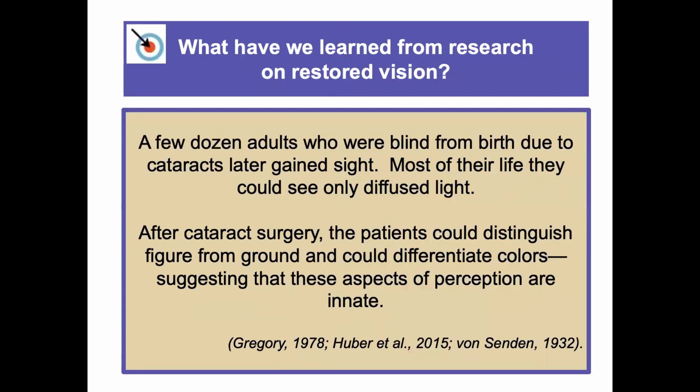So what do we learn from research on restored vision? Fascinating stuff. A few dozen adults who were blind from birth due to cataracts later gained sight. Most of their life, they could only see diffused light. After cataract surgery, the patients could distinguish figure from ground, and they could differentiate colors, suggesting that perhaps these aspects of perception are innate, due more to their nature rather than the environment.